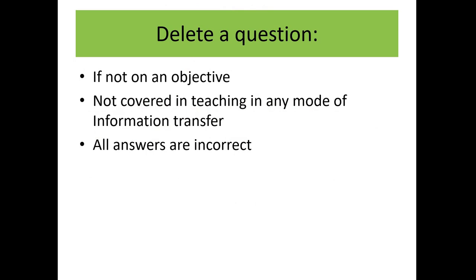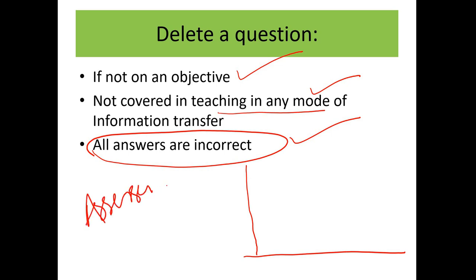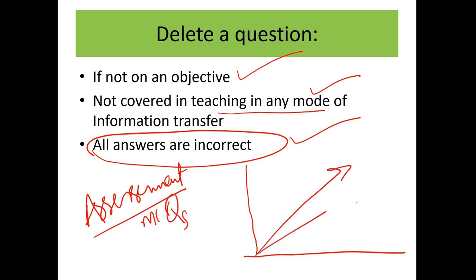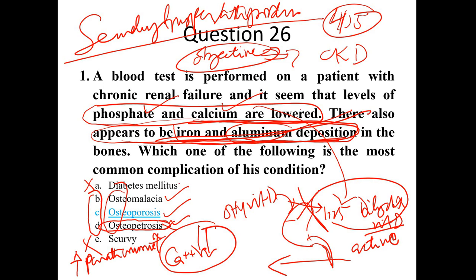What is the message for you before deleting a question? As we discussed, if it is not an objective, not covered in the teaching, in the mode of teaching, information transfer, or sometimes all the answers are incorrect, you have to delete this question. And remember, as I said, assessment drives learning. You are doing assessment through the MCQ, so please do not assess two parameters together. This is parameter 1, and this is parameter 2. Do not take two parameters together in a single stem of the MCQ. This is a technical point to remember. Like in this, you should remove this area, because you are going to assess two things, and this is going to misguide the student.